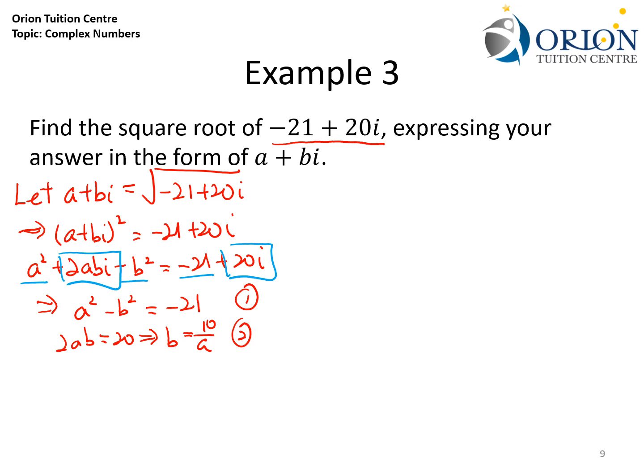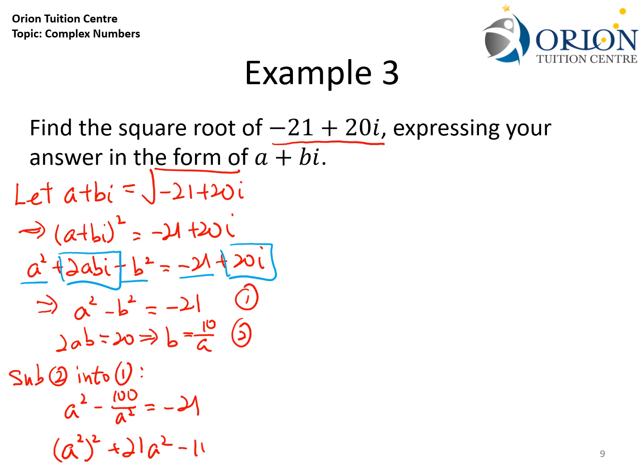I just have to solve simultaneous equations over here, and I'm going to substitute equation 2 into equation 1, which gives me a squared minus 100 over a squared equals minus 21. And if I cross multiply everything by a squared, this gives me a power 4, or a squared squared, plus 21a squared minus 100 equals 0. So essentially, although this is a power 4 equation, we can solve it like a quadratic equation.